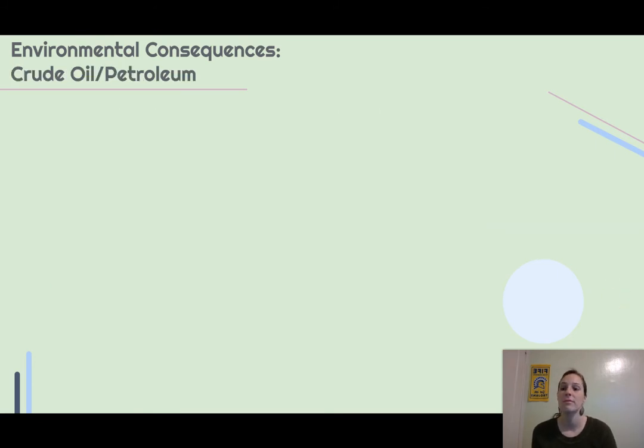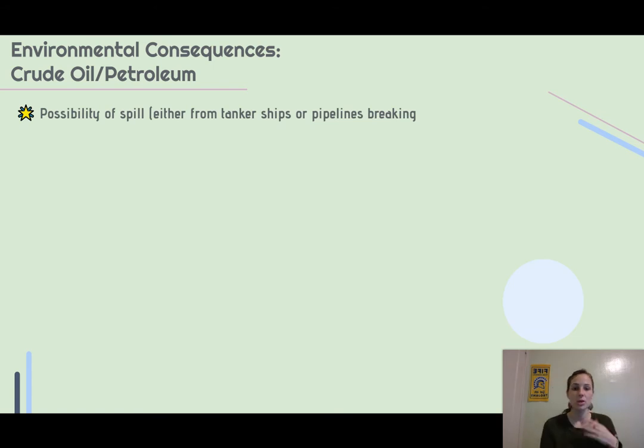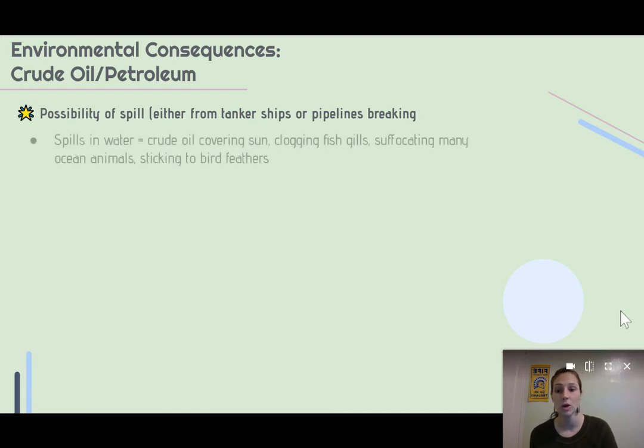So now we're going to look at the environmental consequences of the crude oil and petroleum, which is not the tar sands, but it's more where you're digging directly into it. So the first big consequence is that when you have this oil, you have a possibility of oil spills, which can happen in a few different places. It can actually happen directly from the pipes breaking. It can also be from tanker ships that are carrying the oil. Those can spill into the ocean.